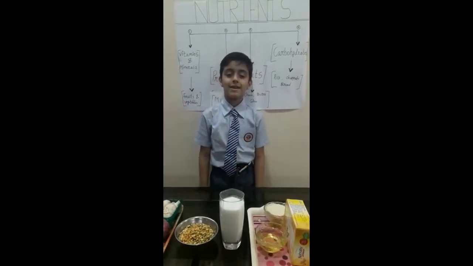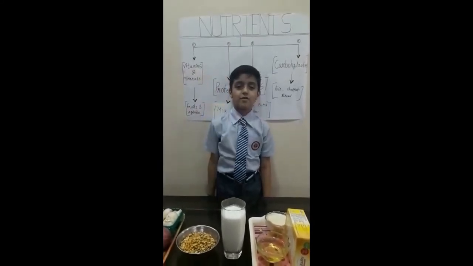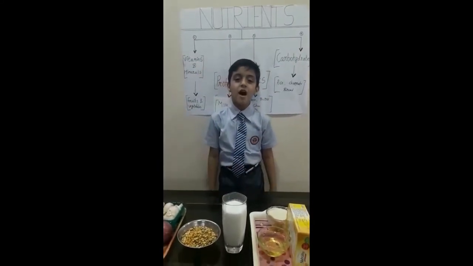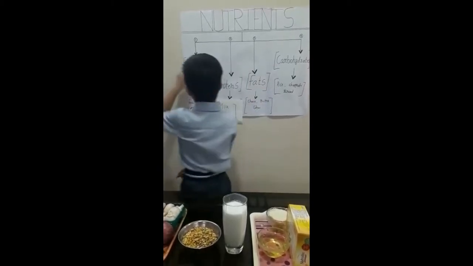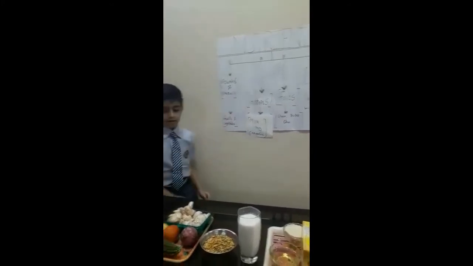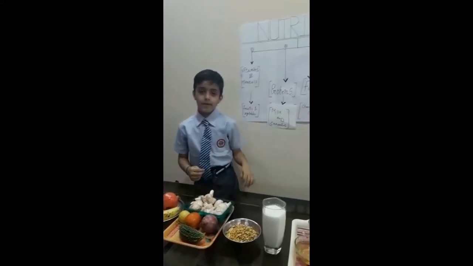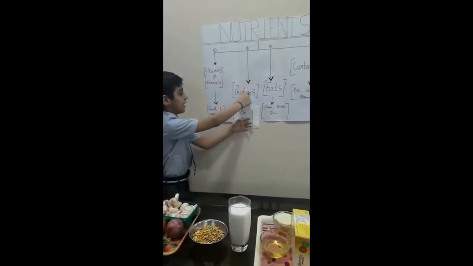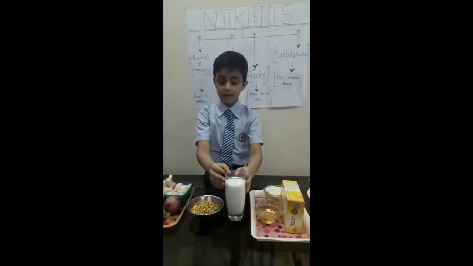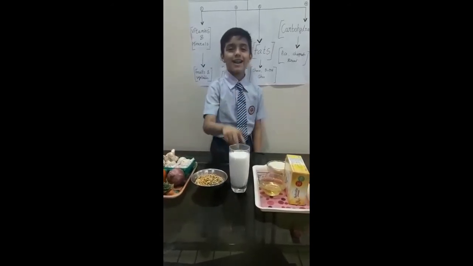Today I will explain to you about nutrients. There are 4 types of nutrients that we get from the food we eat. First is vitamins and minerals that we get from fruits and vegetables. They protect us from diseases. Second is protein. Example, milk and cereals. You all know that milk is a complete food.